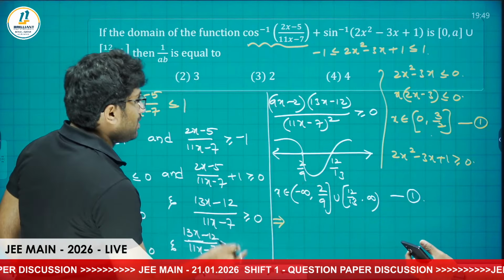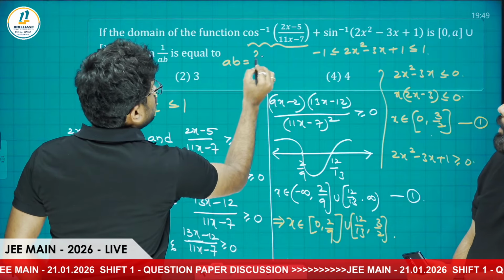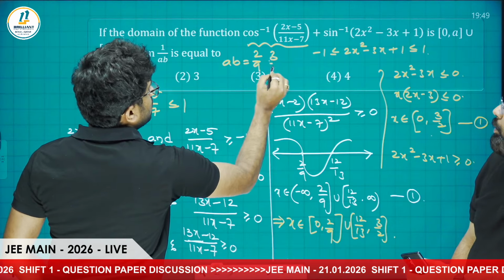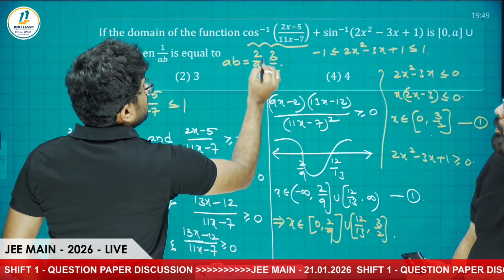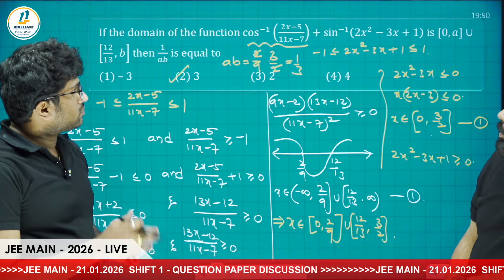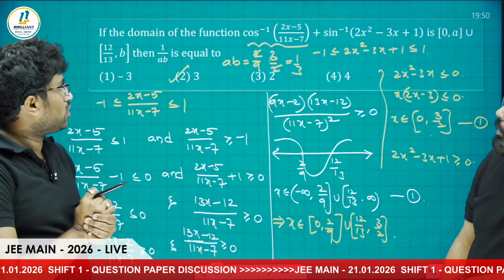X belongs to closed 0 to 2 by 9, union 12 by 13 to 3 by 2 closed. If we compare this with the given form, a is equal to 2 by 9, b is equal to 3 by 2. So a into b is 2 by 9 into 3 by 2, which is 1 by 3, and the reciprocal of ab is 3. This is again a good question from the domain of inverse trigonometric functions.